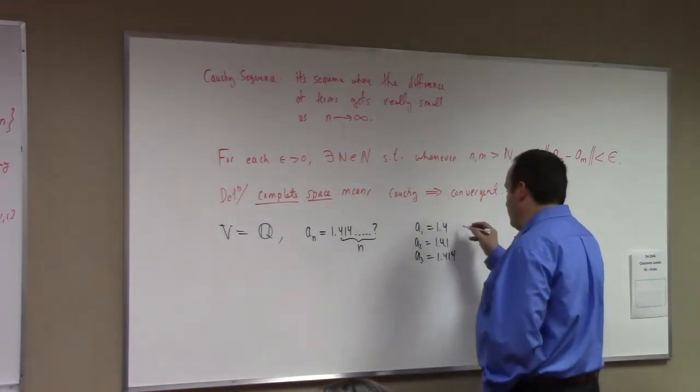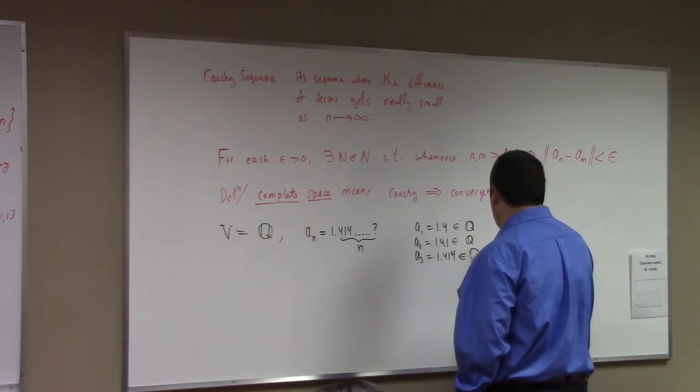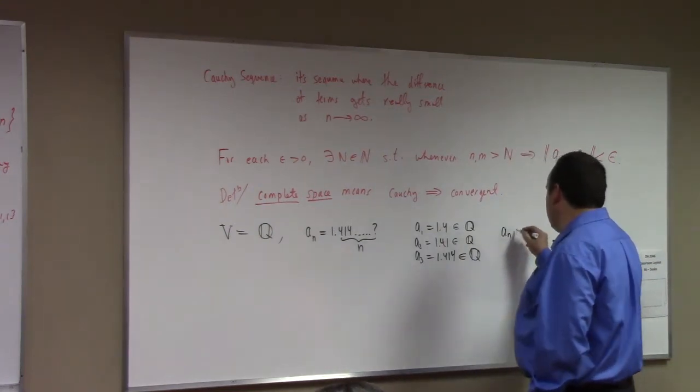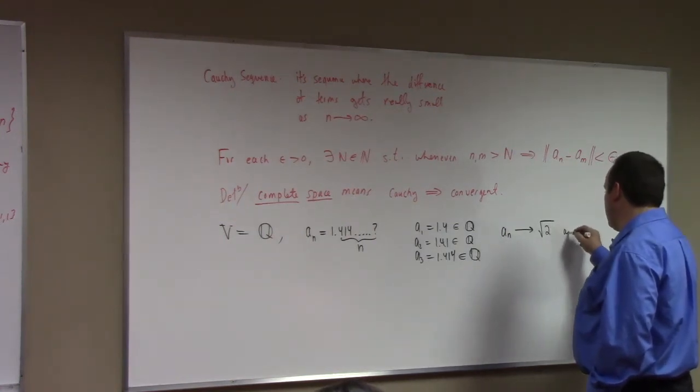Is every one of these a rational number? Yep, that's a rational number. That's a rational number. That's a rational number. And yet, a sub n goes to the square root of 2 as n goes to infinity, right?